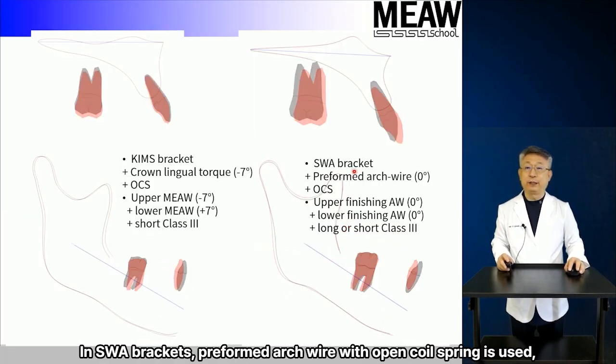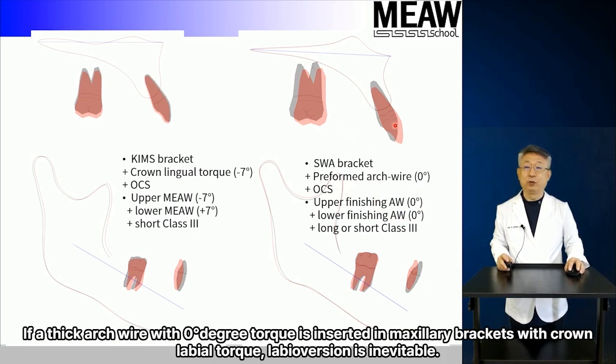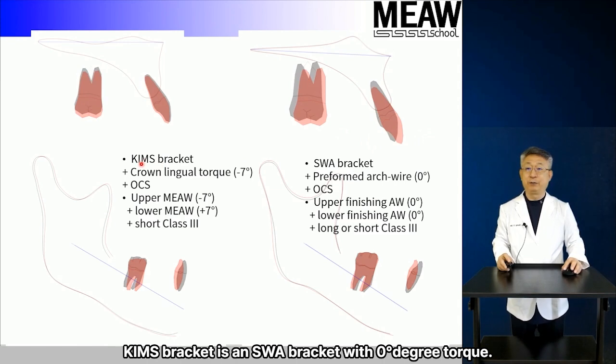In SWA brackets, preformed arch wire with open coil spring is used, and thick rectangular arch wire with 0-degree torque is used in the upper arch for finishing. If a thick arch wire with 0-degree torque is inserted in maxillary brackets with crown labial torque, labioversion is inevitable. KIMS bracket is an SWA bracket with 0-degree torque.